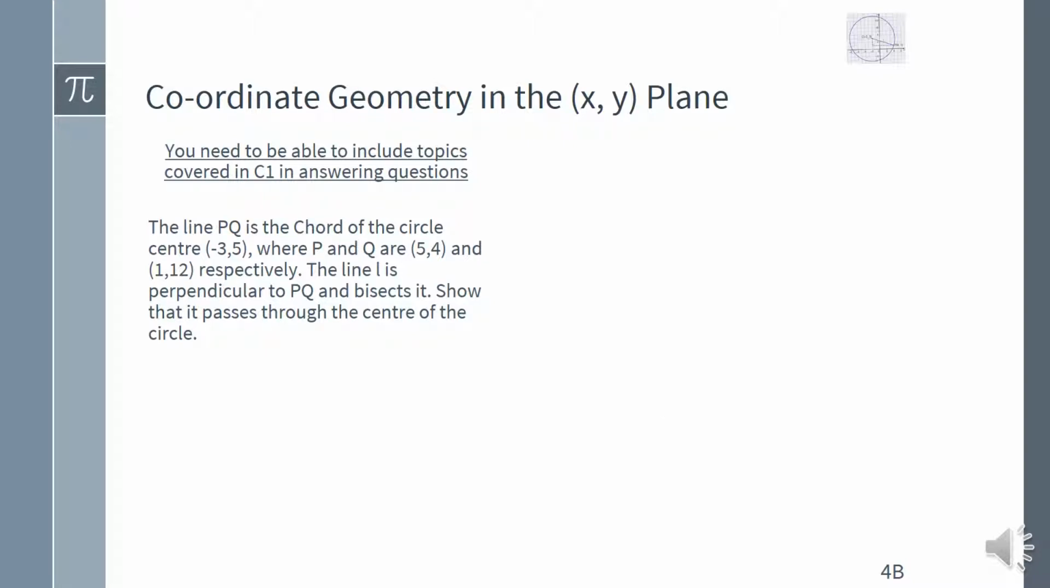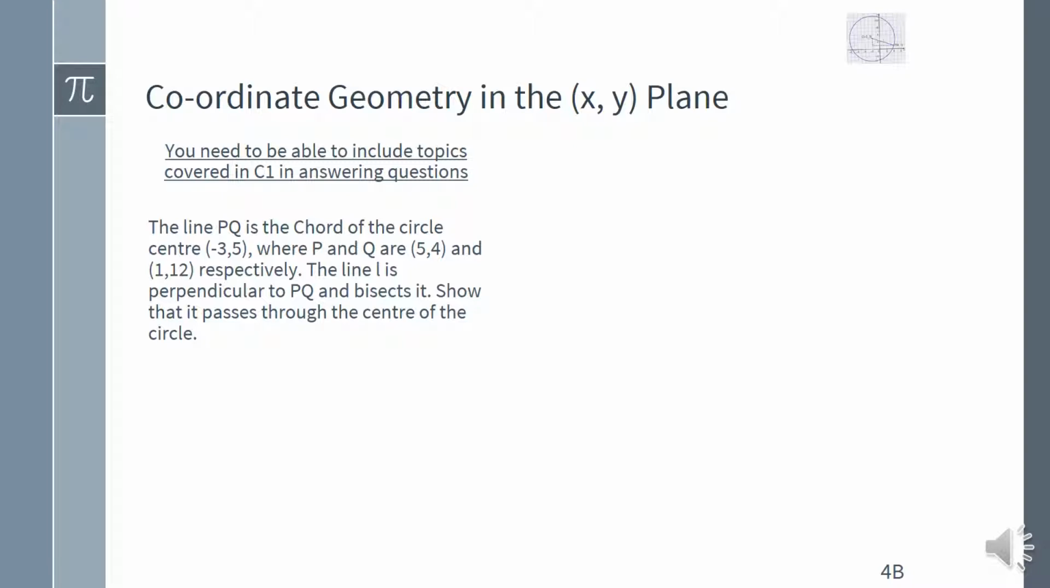Another wordy question. The line PQ is the chord. Remember, a chord is something that goes through 2 points on the circumference that doesn't go through the centre. Whenever it does go through the centre, it's a diameter. So the line PQ is a chord to the circle, centre minus 3, 5, where P and Q are 5, 4 and 1, 12 respectively. The line L is perpendicular to PQ and bisects it. Show it passes through the centre of the circle.